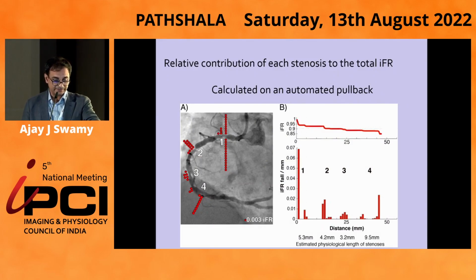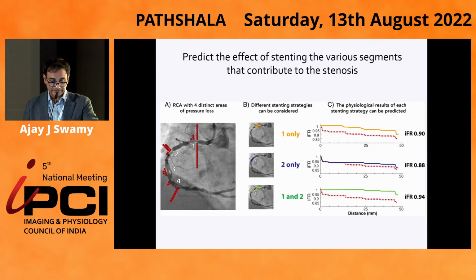So what I mean is this: you look at the relative contribution of each stenosis to the total iFR, and you chart this as was shown by Dr. Ajit in various places. You can then go ahead and say, if I treat only one, what will happen to the iFR? If I treat only two, what will happen to the iFR? If I treat both 1 and 2, what will happen to the iFR? And then make a clear decision as to what can be done and what should be done.